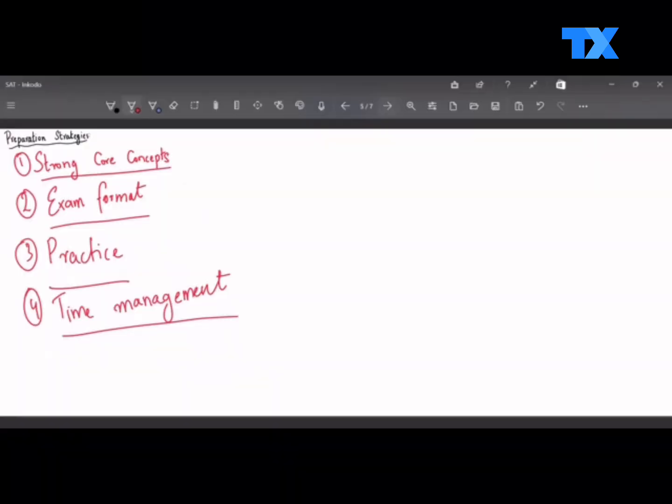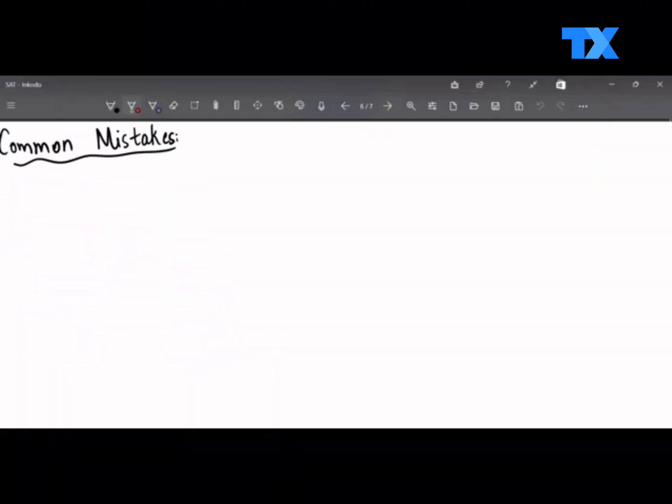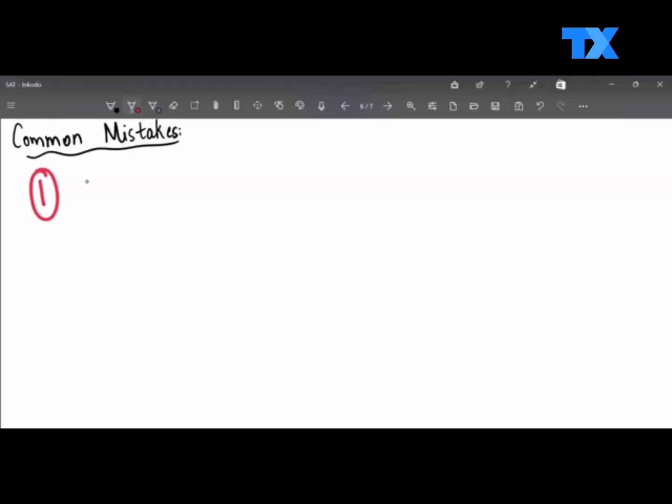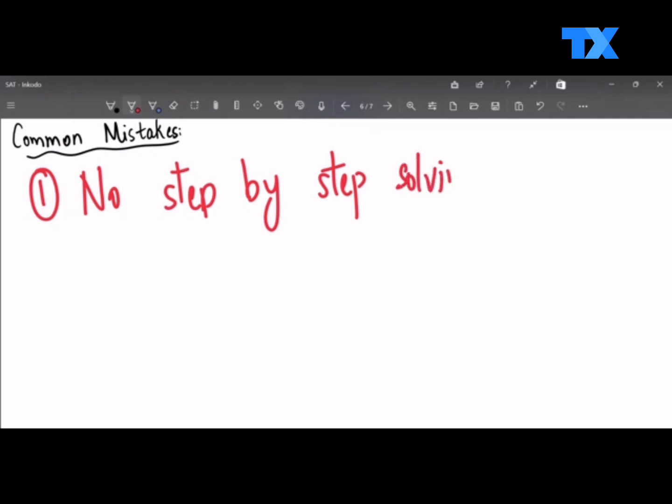Okay. Now the last thing is the common mistakes. If you have an idea of what mistakes normally students make in the exam, if you keep that in mind, you will inshallah surely avoid those mistakes. One of the biggest mistakes is no step by step solving.